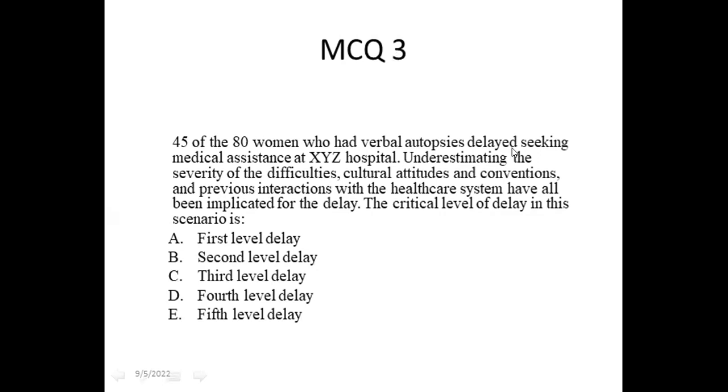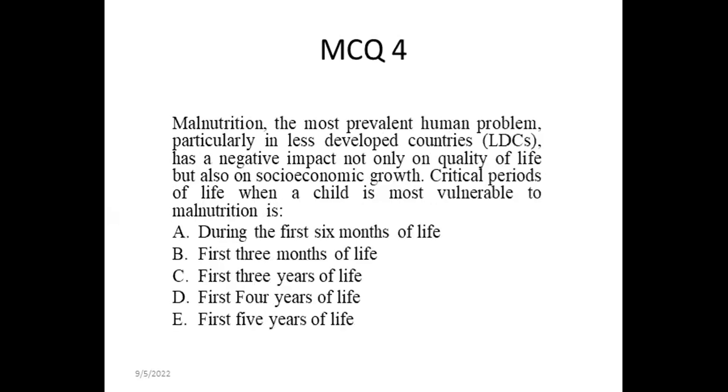As I already mentioned, there are three levels of delays. The first level is delay in deciding to attain or seek health care, which includes various difficulties, attitudes, cultural norms, and previous bad experience with the healthcare system. Therefore, it indicates the first critical level of delay. A will be the correct option.